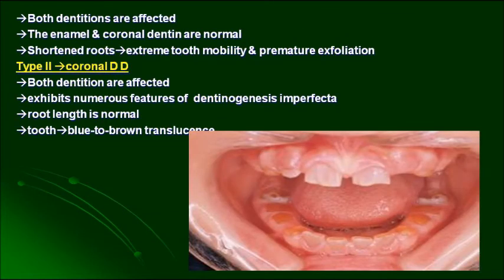Now coming on to coronal dentine dysplasia, here both the dentitions are affected and the root length will be normal in this particular case. The crown is affected here. So in this case, the crown is commonly affected and you can see a very small tooth size. Crown size will be very small and root will be normal. So coronal dentine dysplasia is actually type 2 dentine dysplasia. Remember that point, very, very important.